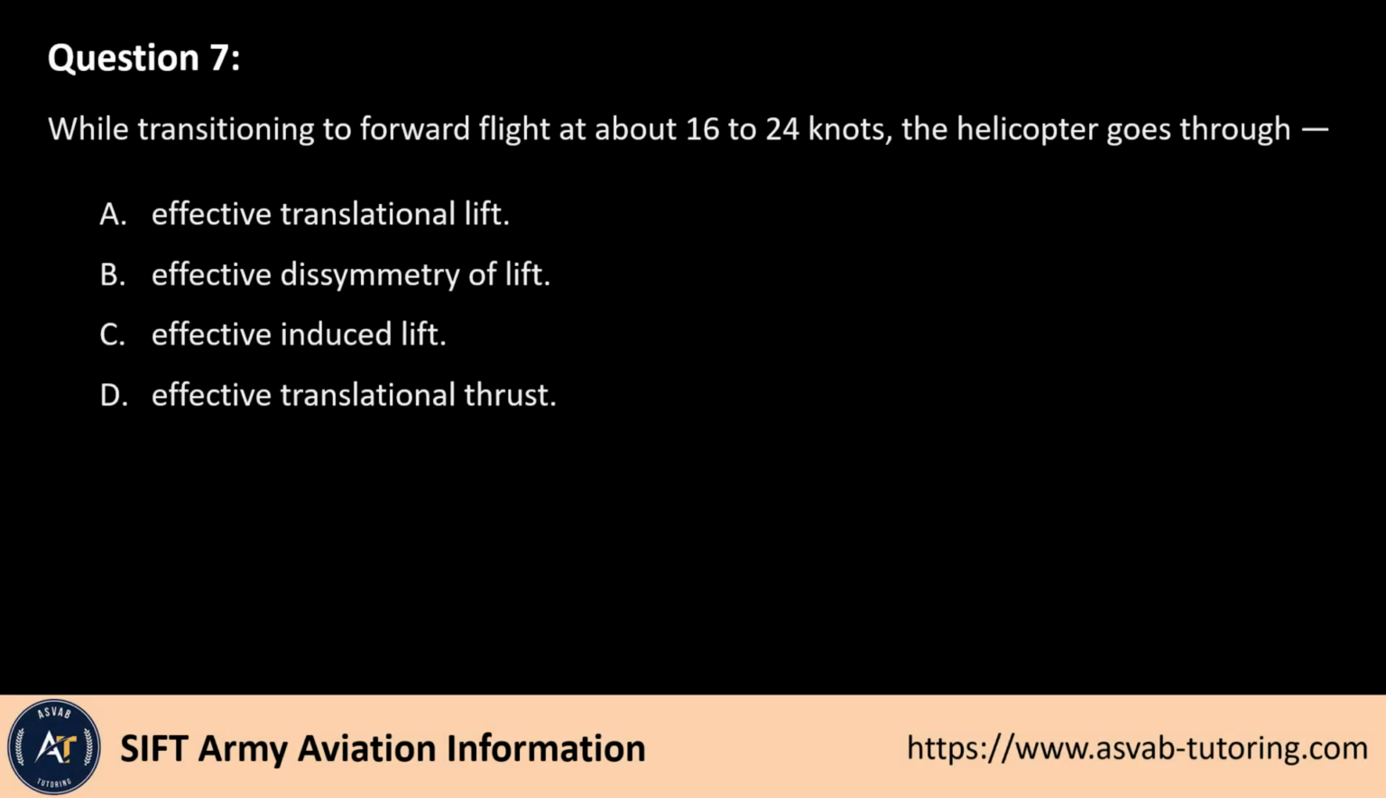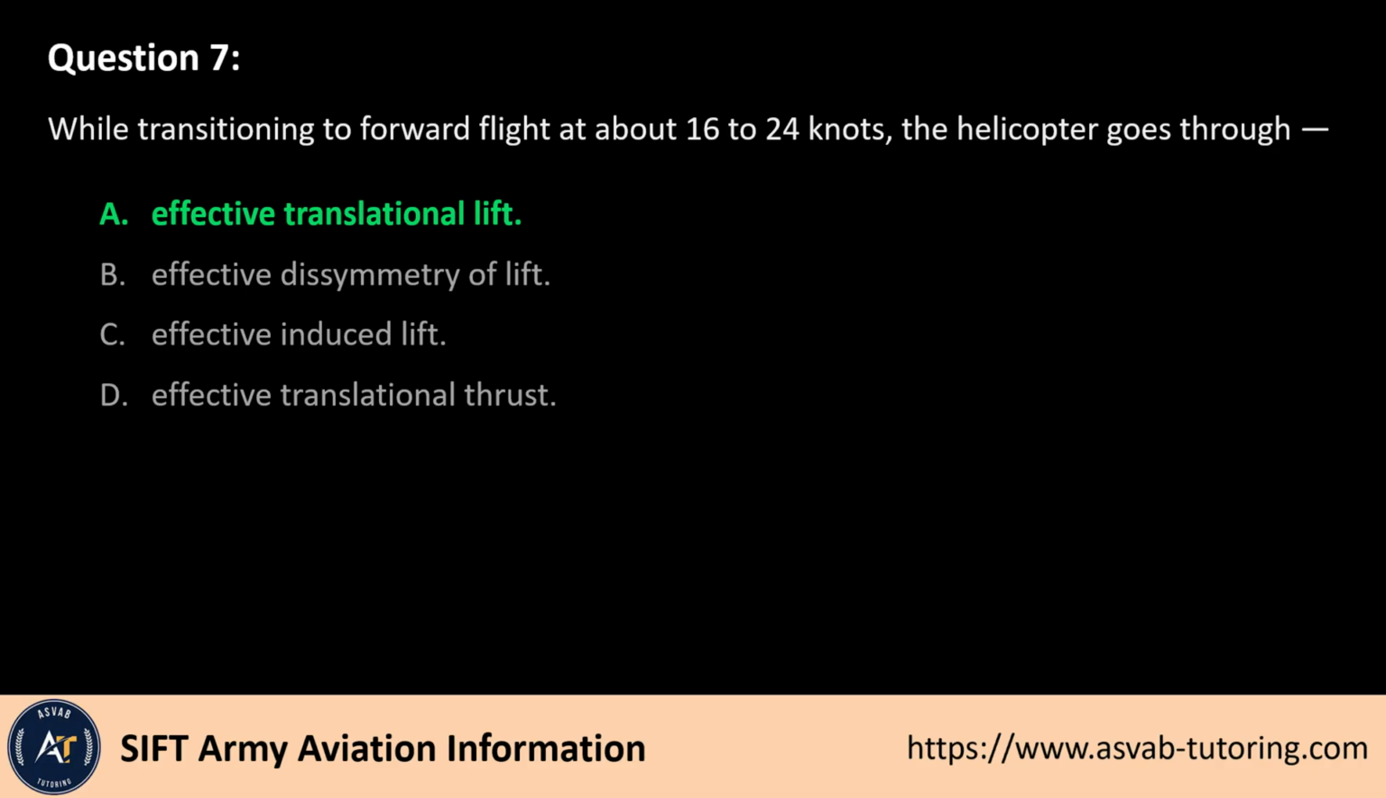Question 7. While transitioning to forward flight at about 16 to 24 knots, the helicopter goes through A. Effective translational lift. B. Effective dissymmetry of lift. C. Effective induced lift. D. Effective translational thrust. The answer is A.